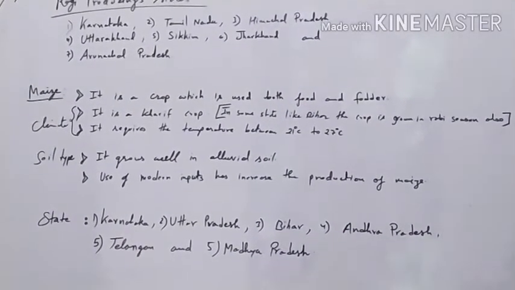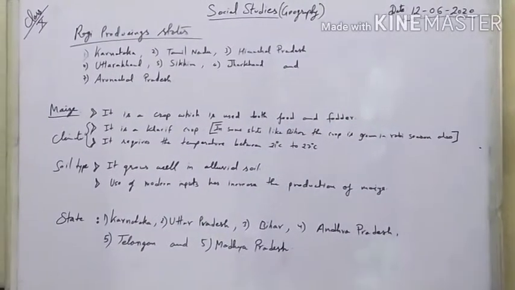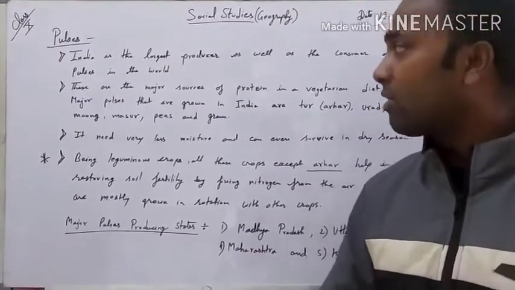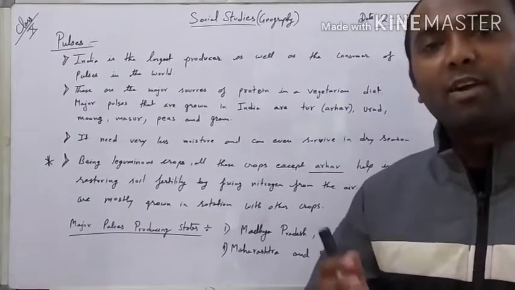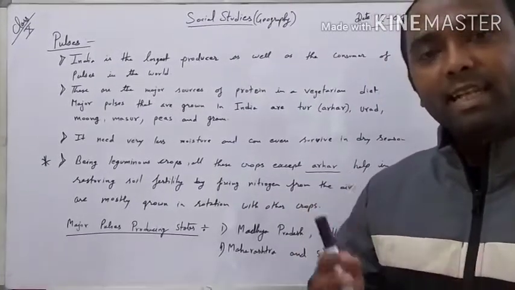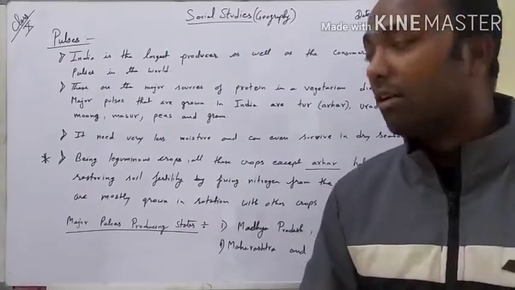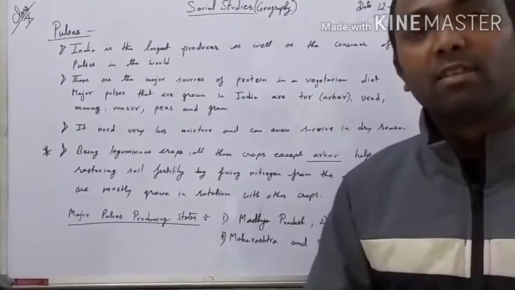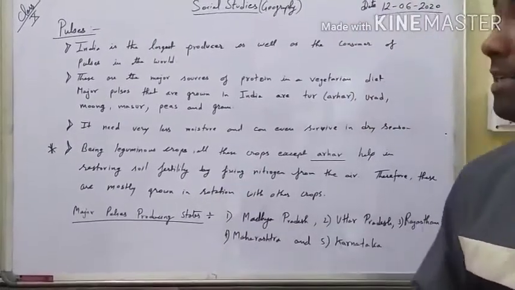Now let us understand another crop, that is pulses. Pulses are crops without which we cannot digest our food. What I mean to say is that most of the people in India take pulses with rice, and it has become one of the major crops consumed by the people of India. Now let us understand about it.